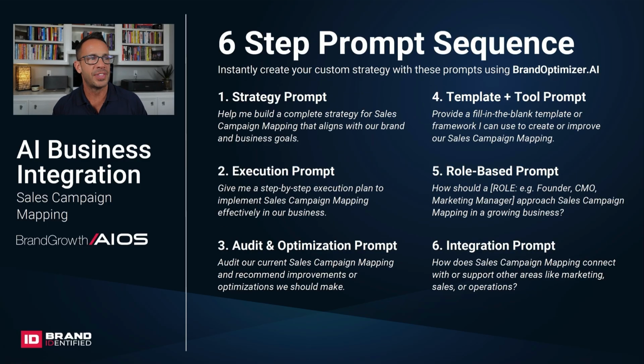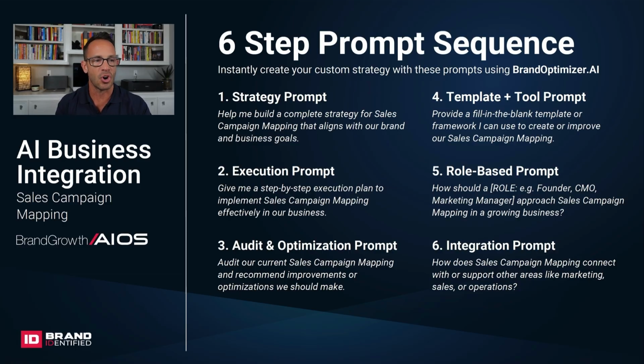So now moving on, this is a 6-step AI prompt sequence that you can also use over at BrandOptimizer.ai to instantly create your custom strategy using these prompts for your specific business. Now, the first prompt here is your strategy prompt, and that is: help me build a complete strategy for sales campaign mapping that aligns with our brand and our business goals. Prompt number 2, this is your execution prompt, and that is: give me a step-by-step execution plan to implement sales campaign mapping effectively in our business.